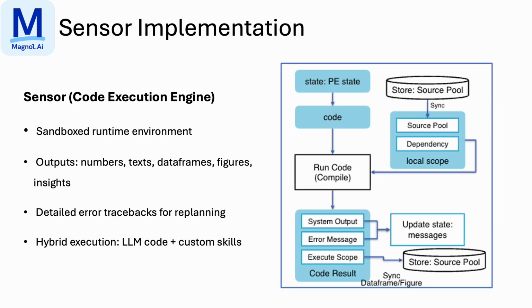This slide focuses on the sensor component of the plan and execute framework. The sensor acts as a code execution engine, operating within a secure, sandboxed environment. It's responsible for running Python code and custom skills to retrieve and process data, generates outputs like numbers, text, data frames, and visualizations, and provides detailed error tracebacks when issues arise.